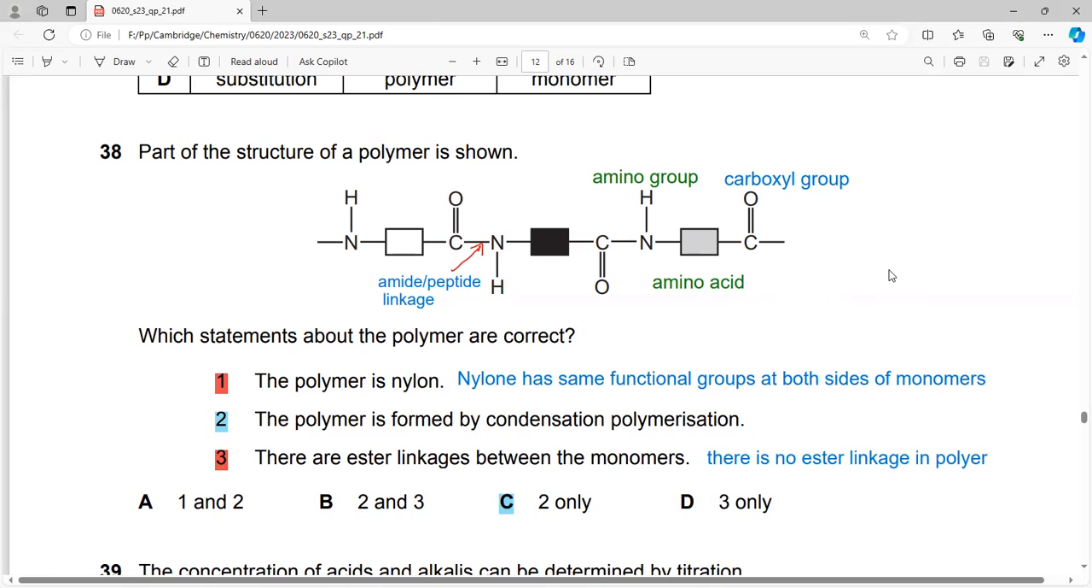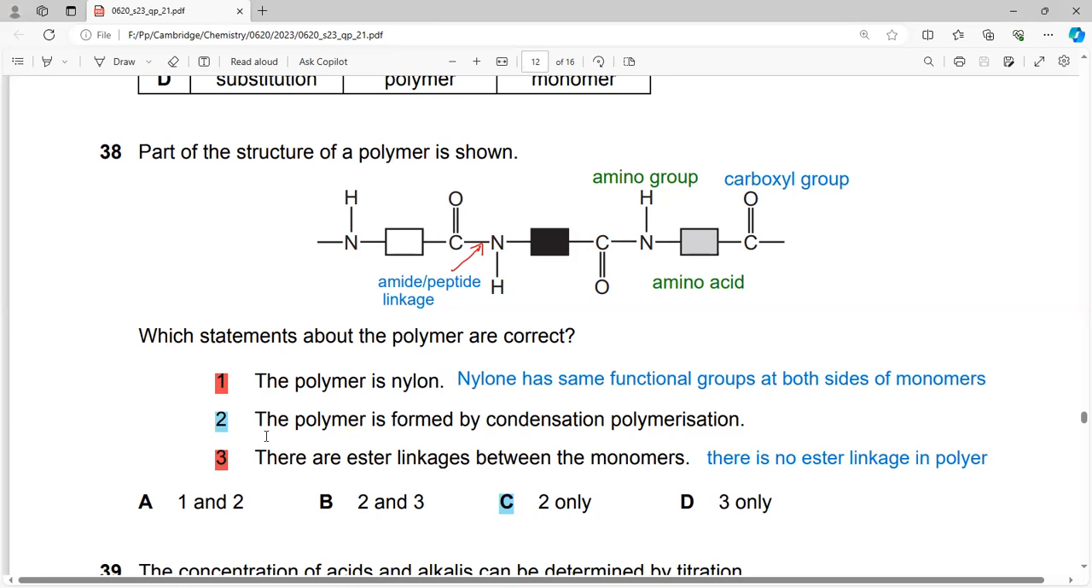We can see that option 1, the polymer is nylon. So it cannot be nylon. Why? Because it has the same functional group at both sides of the monomer. In nylon, there is the same type of functional group, for example, a hydroxyl at both sides of the molecule. What about here? One side is carboxyl, the other side is amino group. So that's why it cannot be nylon.